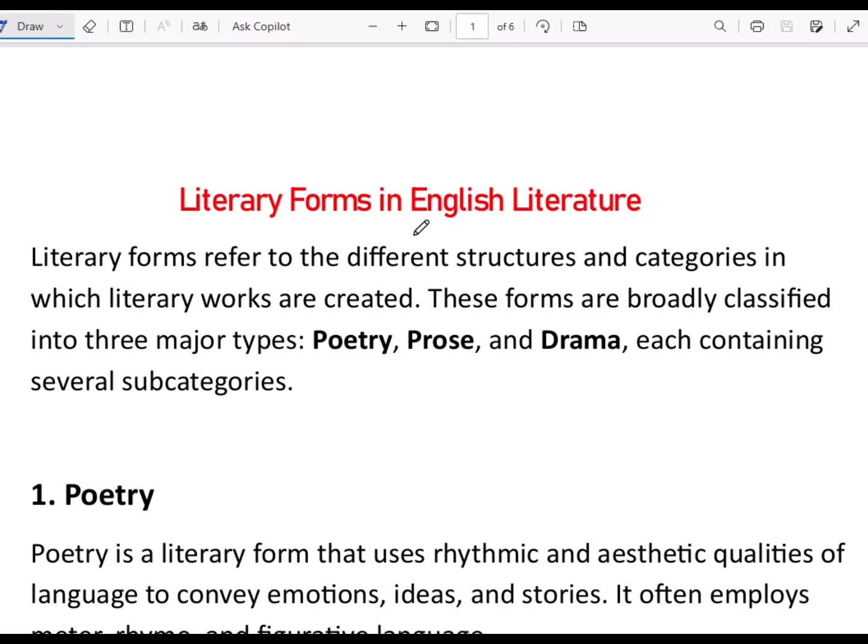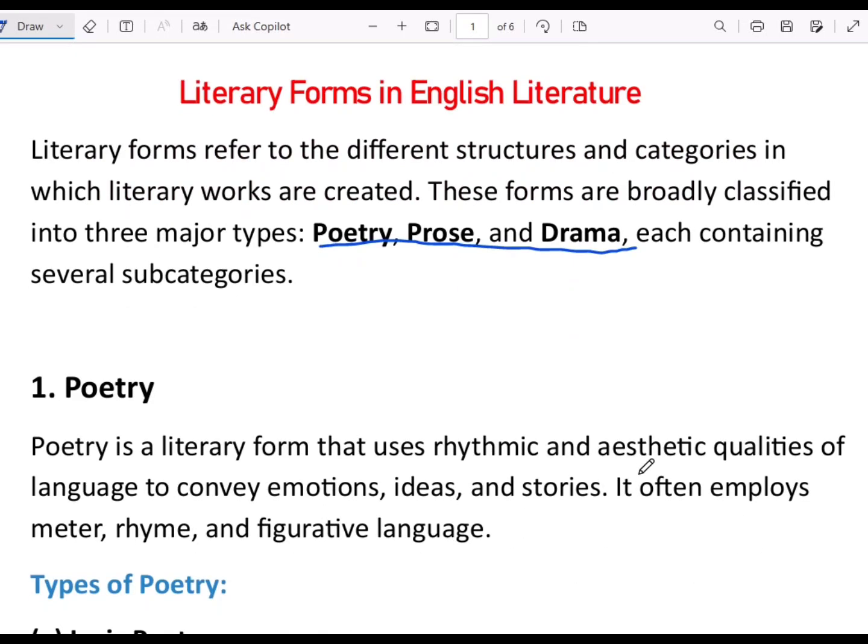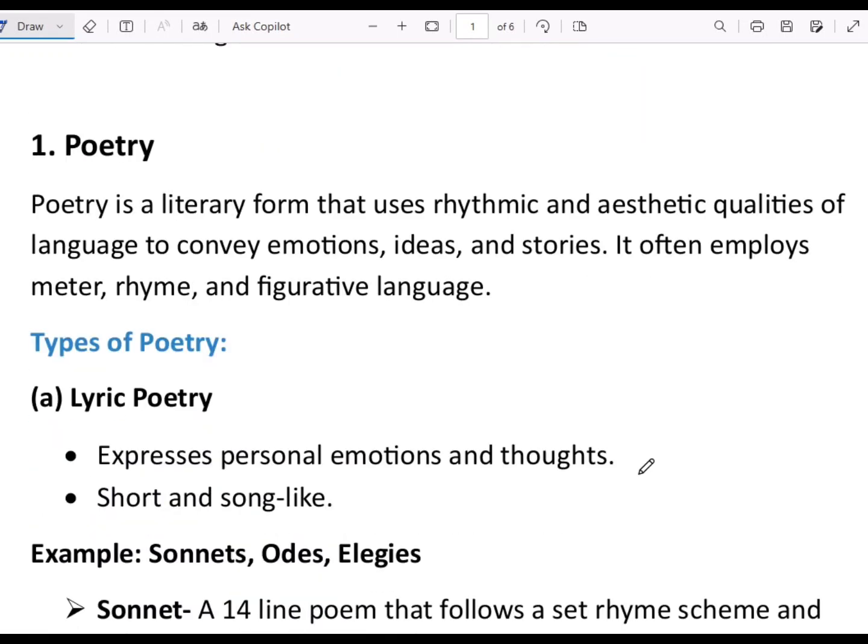So these forms are broadly classified into three major types, that is poetry, prose, and drama. And each of them contains several categories and some unique characteristics. So let's explore all of them in detail. Okay, so first we are going to talk about poetry.